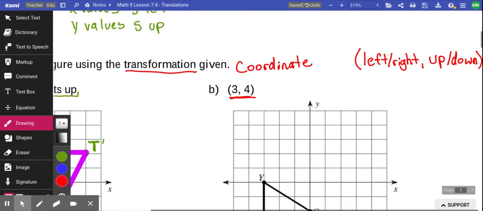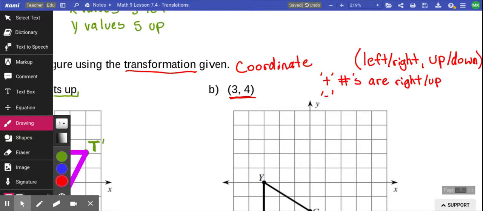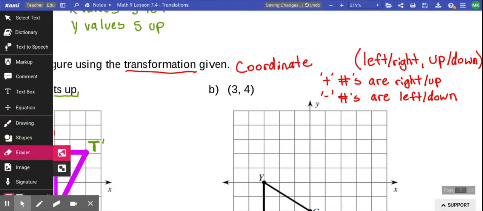When you're looking at this, positive numbers are right and up. Negative numbers are left and down. So positive numbers are right and up. Negative numbers are left and down.